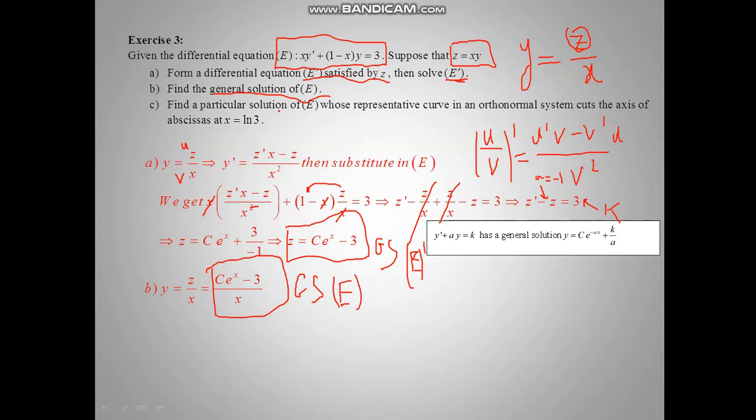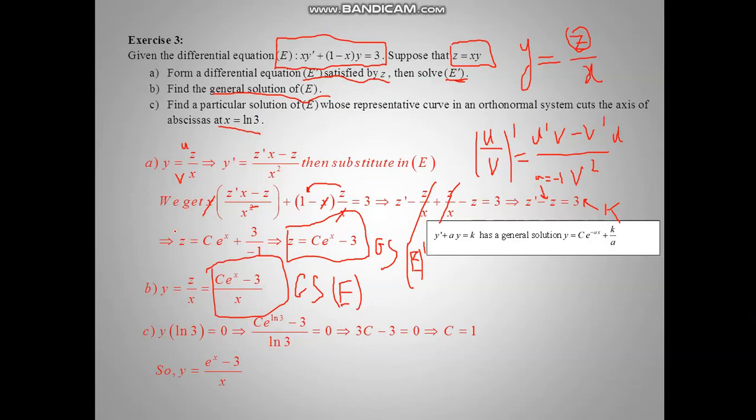Okay, now we have to find the particular solution whose curve cuts the x-axis at x equal ln of 3. So y of ln 3 equals 0. Replace x by ln 3: (c e^(ln 3) minus 3) over ln 3. E and ln are two inverse functions, so we simplify e and ln, and we get 3c minus 3. Here we can put over 1, so only the numerator equals 0 and c equals 1. When we have the value of c, we replace c by the value here, and this one is the particular solution of the equation E.